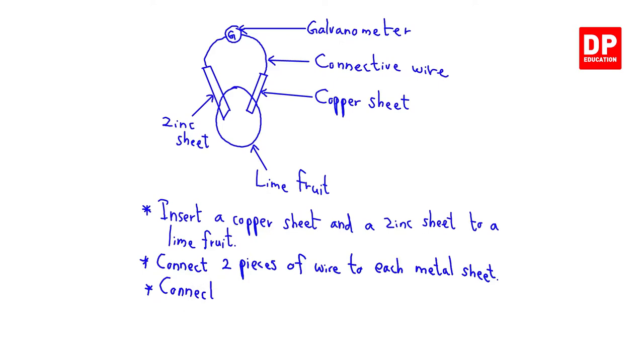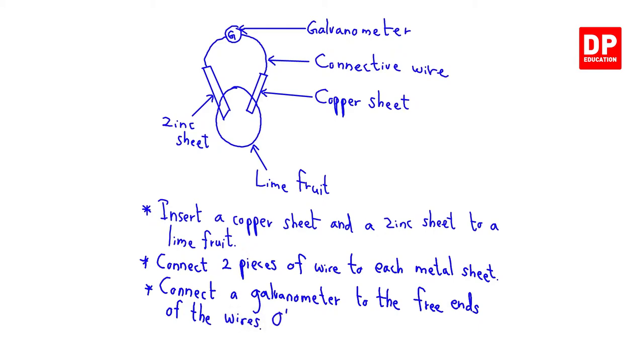Connect a galvanometer. Now, galvanometer is used to measure small currents. Galvanometer to the free ends of the wires. And observe.